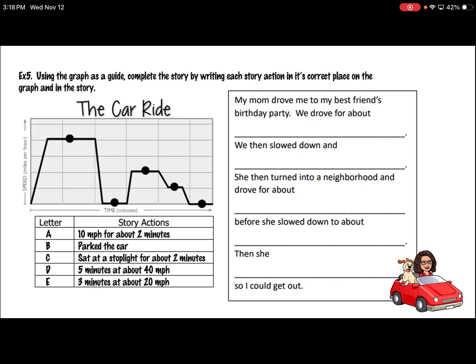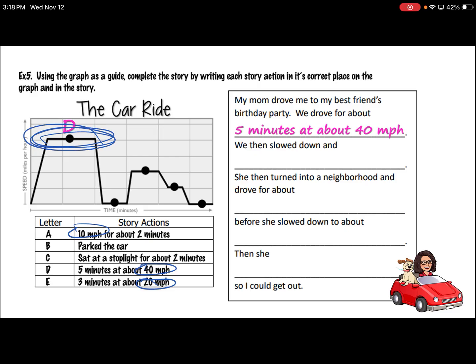Some kids are like, Ms. Kearns, there's no numbers on this. How do I know? Well, I know that she's driving here. And whatever this is, it's the highest speed possible. So I have 3 speeds in my options. Which one does that one have to be? 40. It has to be 40 because it's the tallest part of the graph.